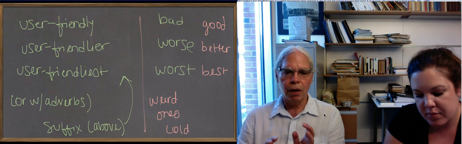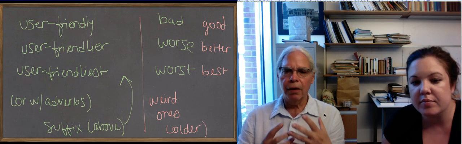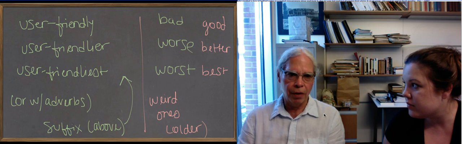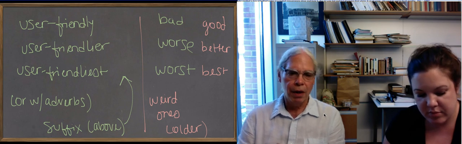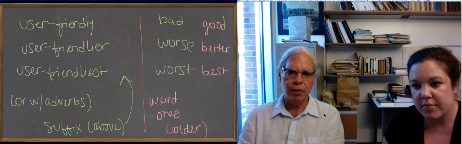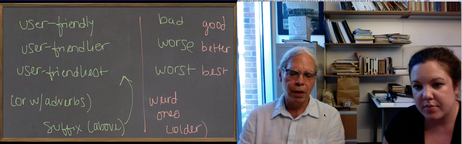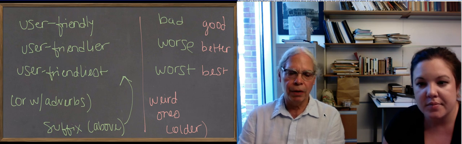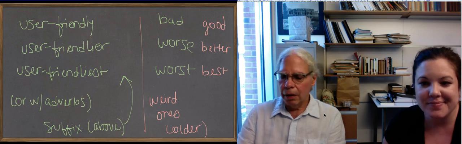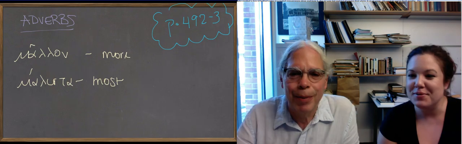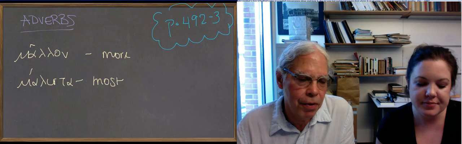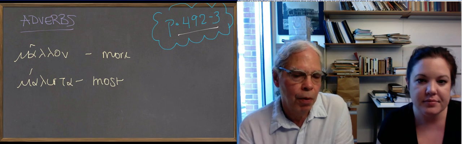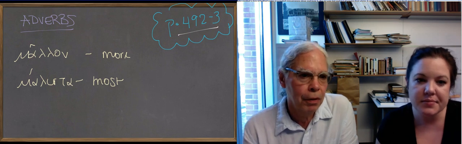So in this video, we're going to talk about the adverbs that are used for comparison, like more user-friendly and most user-friendly in Greek, and then we're going to talk about the regular way of doing comparison, and then we'll do a separate video on the weird ones, the older, irregular ones. So we're talking about the material on pages 492 and 493 of the book, hopefully in a more lucid manner.